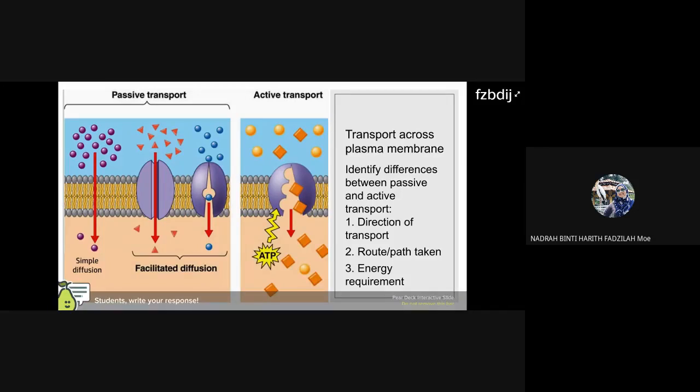Okay, what is the differences between passive and active transport in terms of direction, in terms of the route, and in terms of energy requirement? You can use the text function to write your answer.